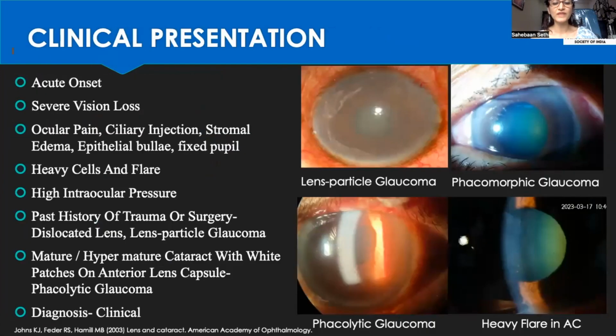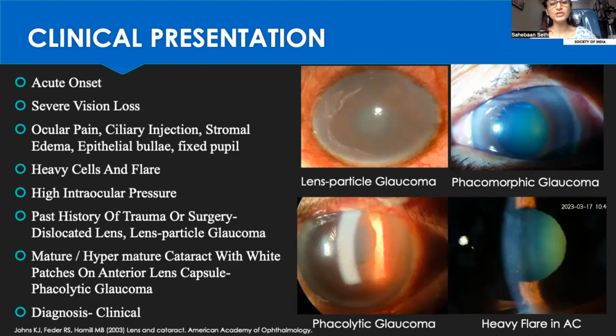Lens-induced glaucoma is of very acute onset with very severe vision loss. There is ocular pain, ciliary congestion, there is corneal edema, a fixed pupil. There will be heavy anterior chamber cells and flare. There will be very high intraocular pressure, more than 40 millimeters of mercury. There will be a deep anterior chamber in open angle glaucomas like phacolytic glaucomas. There will be a shallow anterior chamber in phacomorphic glaucomas.